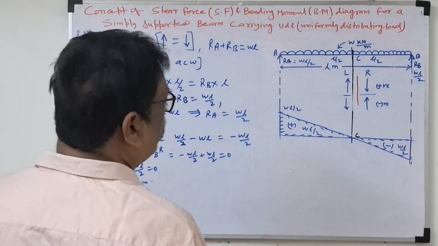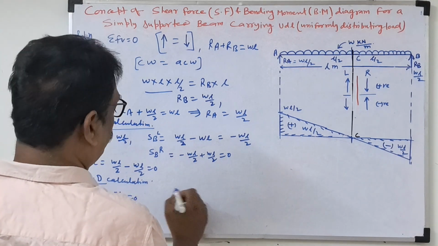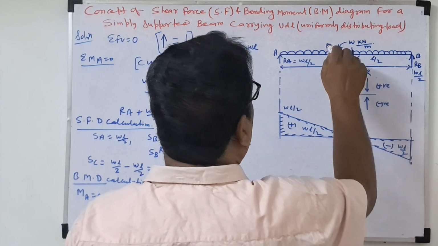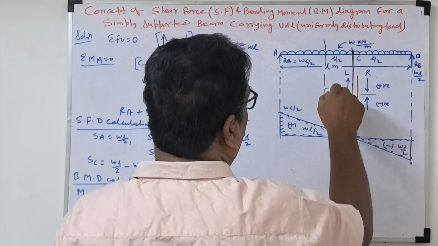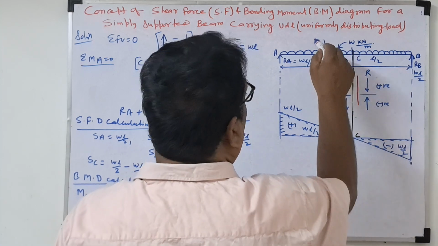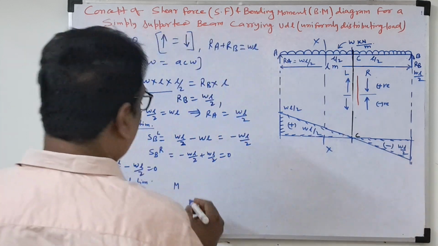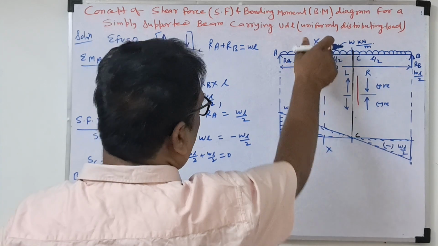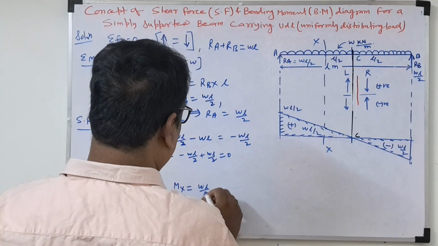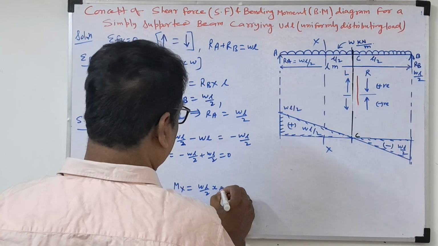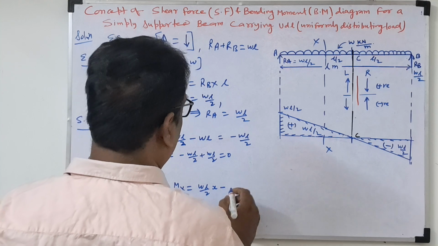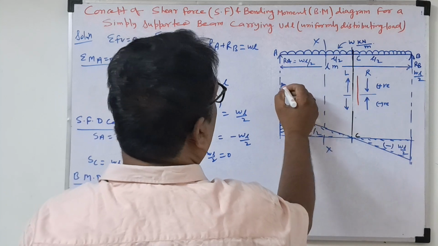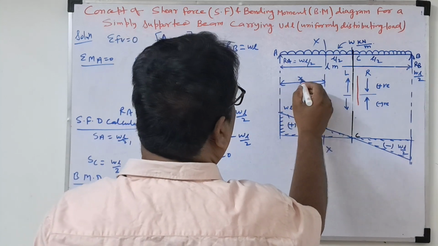Then we'll take the bending moment at C. Before this, take some section, section XX, and find the bending moment at X. At this point, what will be there? WL by 2 into X minus the moment. Suppose you're taking the distance as X.